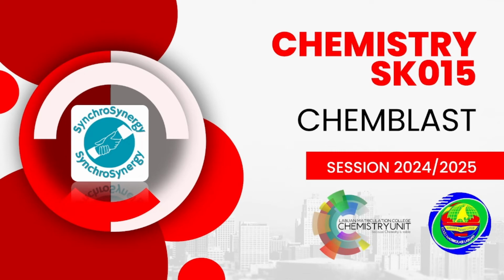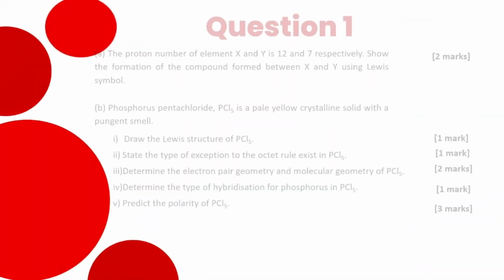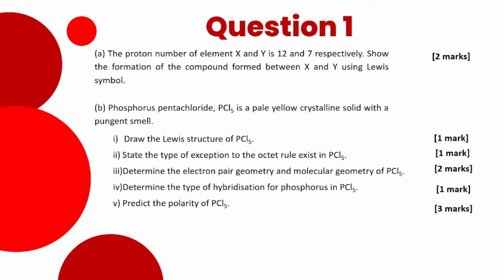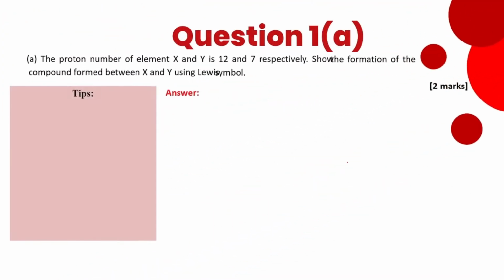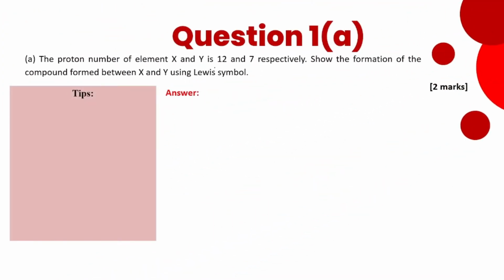Welcome to the CHEMBLAST session for the year 2024 and 2025 for the chemistry subject SK015. For today's session, we're going to tackle Chapter 4, Chemical Bonding, and look into question 1a and question 1b respectively. For question 1a, the proton numbers of elements X and Y are 12 and 7 respectively. We have to show the formation of the compound between X and Y using Lewis symbols.